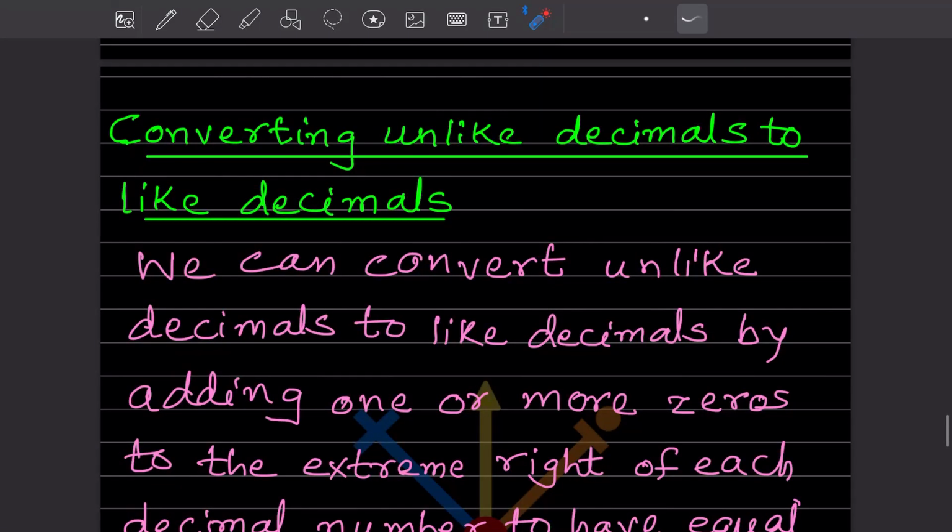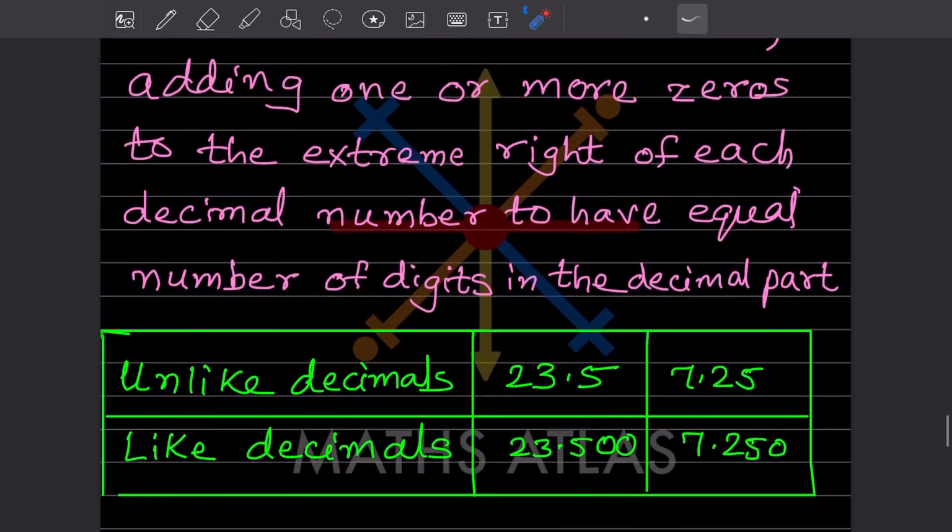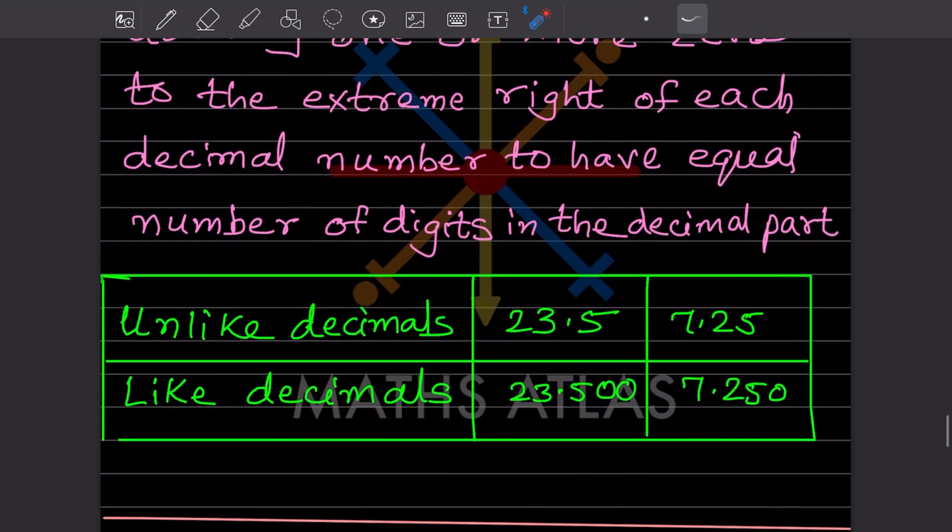Converting unlike decimals to like decimals. We can convert unlike decimals to like decimals by adding 1 or more zeros, as I showed you previously. We can add 1 or more zeros to the extreme right. If I write 1 here, I can put any number of zeros after it, which doesn't change the value, to have an equal number of digits.